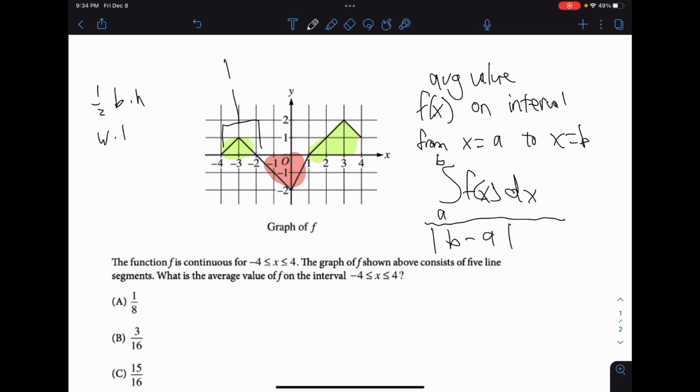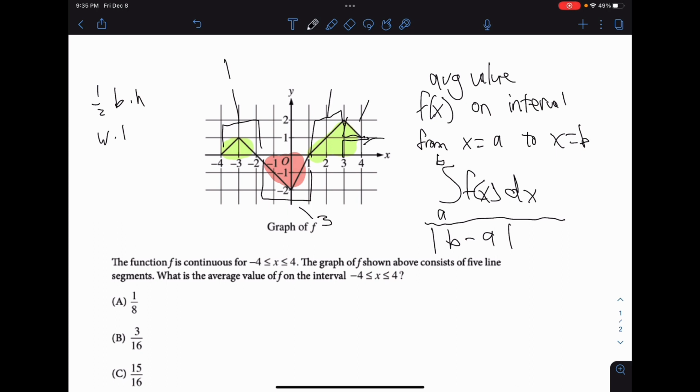Now we have another triangle here. Base is 1, 2, 3. Height is 2. 2 times 3 is 6, times 1/2 is 3. Now we have this weird thing where we have a triangle here, another triangle here, and then a square here. That's not a problem.